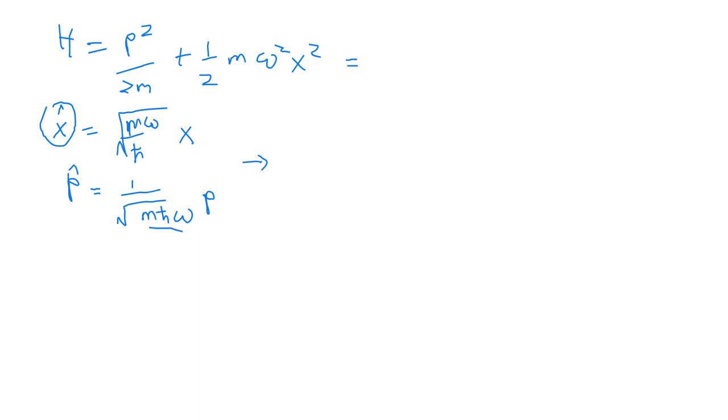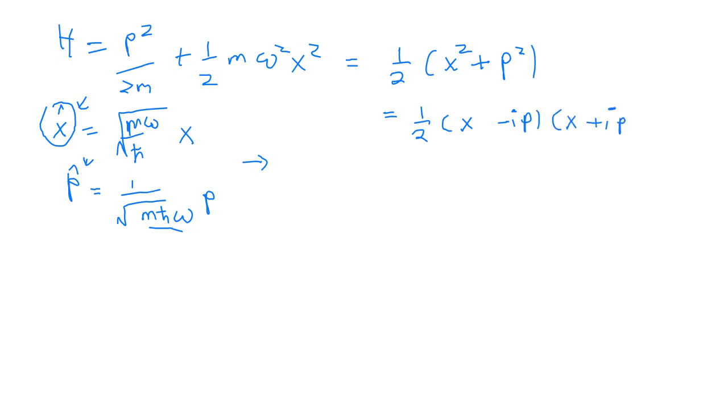So this you can factor out, using these new rescaled variables. If this was in the classical domain, you could write this as half times (x minus ip)(x plus ip). Right.